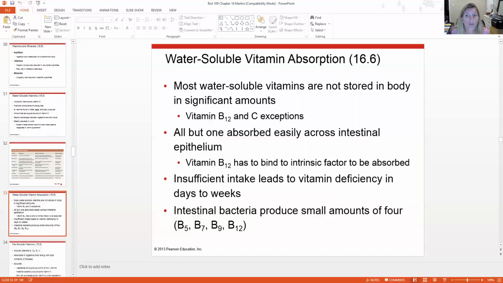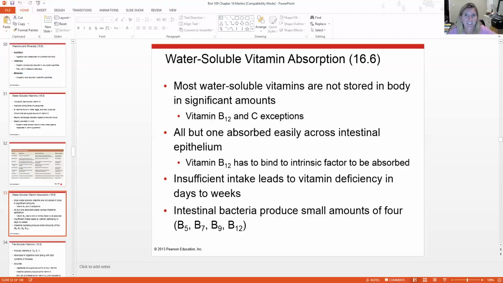Most water-soluble vitamins are not stored in the body because they're just going to be excreted in the urine. All but one is absorbed easily in the intestinal epithelium. Vitamin B12 has to bind to something called intrinsic factor. Intrinsic factor is released from the stomach and then travels to the large intestine so that it can help with B12 absorption. Inefficient intake can lead to vitamin deficiency in days or weeks, and intestinal bacteria can produce small amounts of B vitamins, B5, B7, B9, and B12.